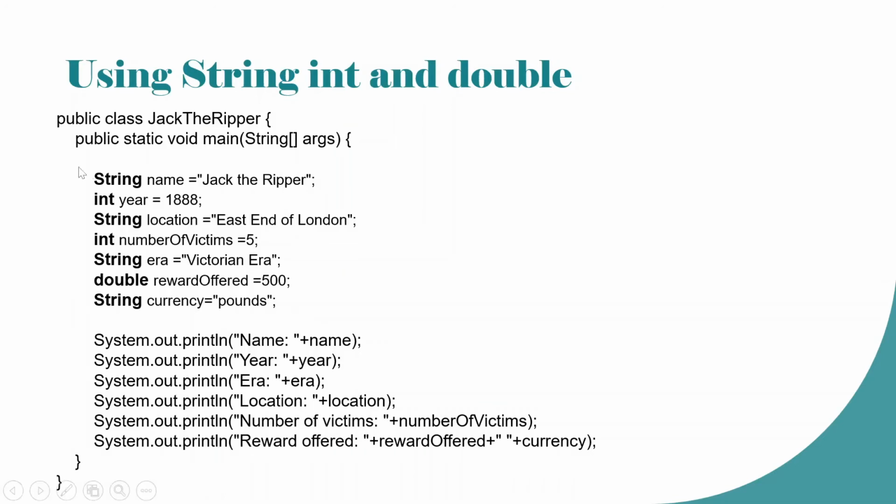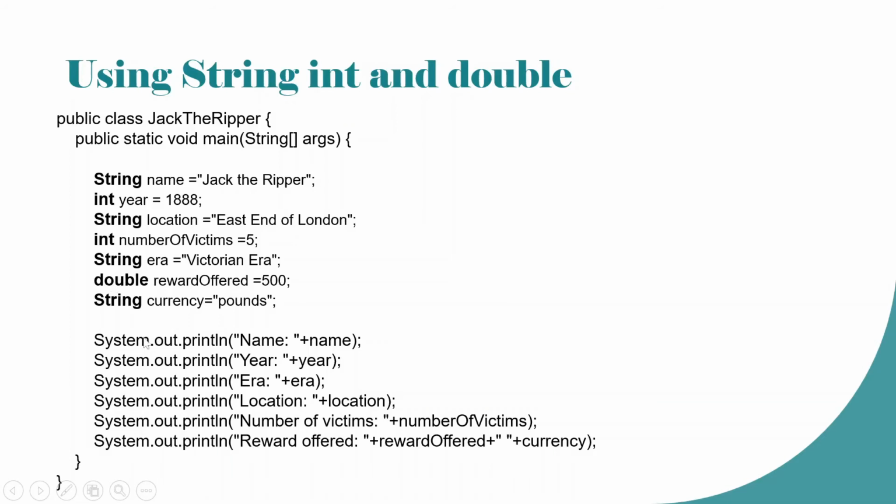Now here's an example where we are using all that we have seen on the previous slide. In this example, we have a string called Jack the Ripper. We've already seen that, the name. Now, because the year is a 4-digit number, it's suitable to declare it as an int. We don't need to make it a long. And when we are working with money, here reward offered was 500, then we declare it as a double.